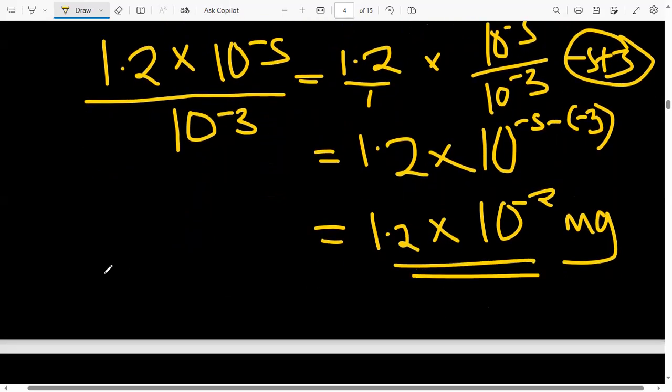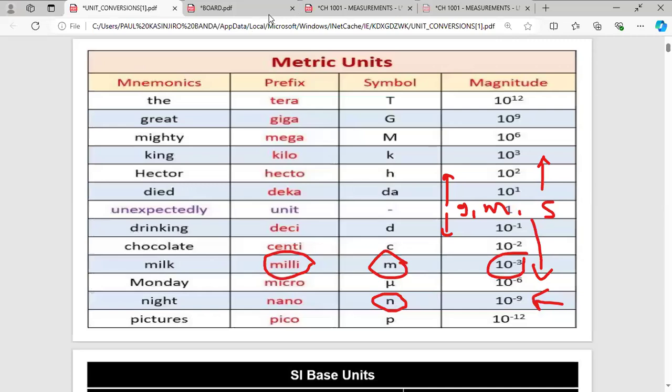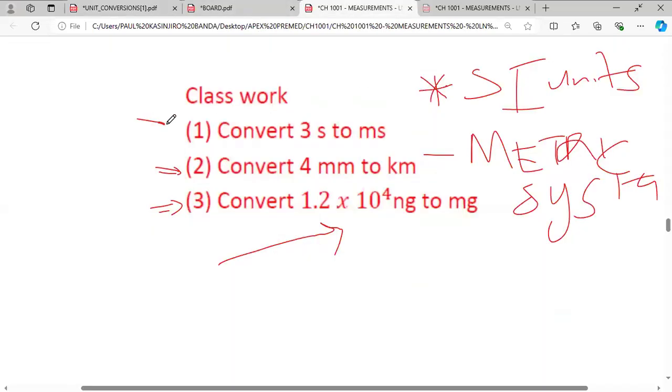Okay, so you can see we've converted from the nanogram that we had to the gram. And then finally, we've converted this gram to the milligram there. Okay, so that's how you solve that one. And then let's solve the last one. Okay, so the last one is simple, which is the first one here.